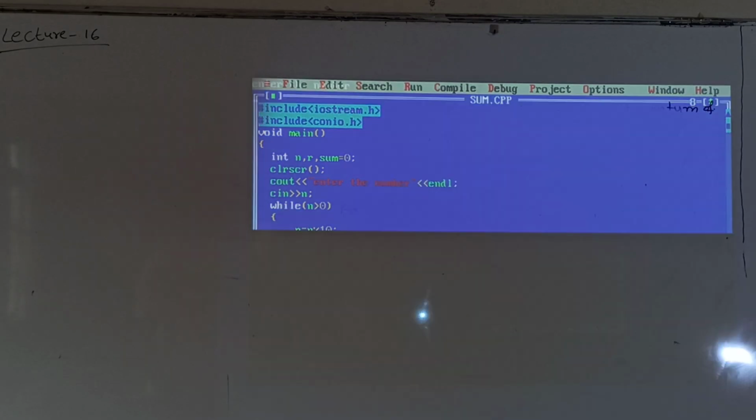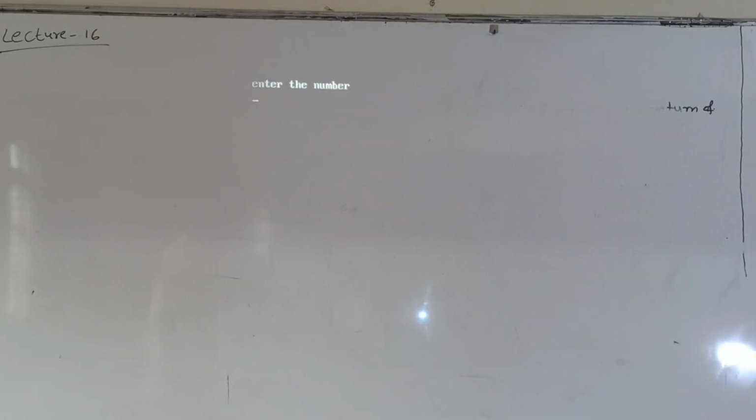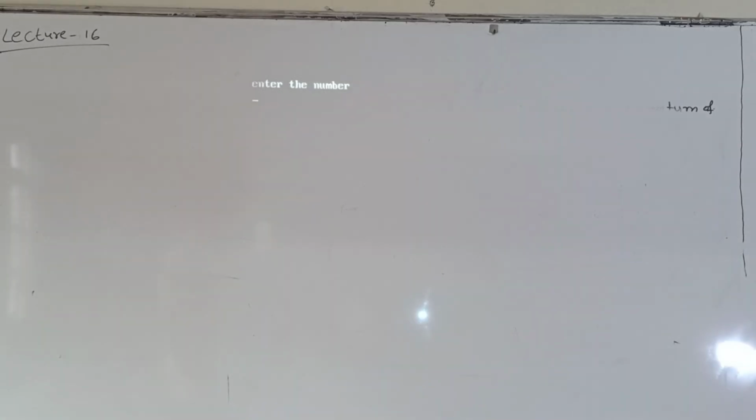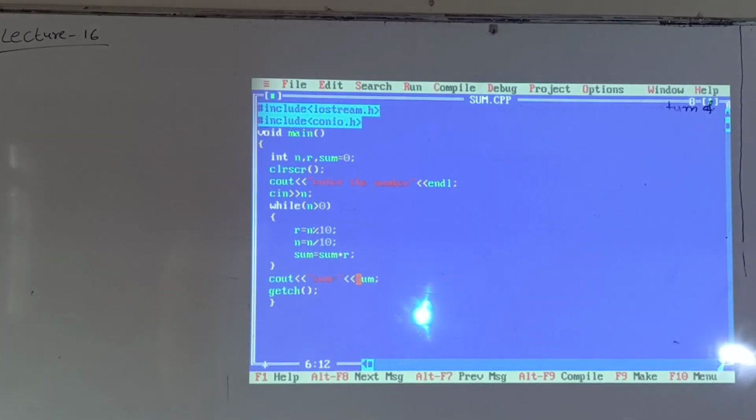Okay, once again I will execute. See here, after adding the CLRSCR, the entire screen becomes clear and it is opened with a new page. Next, 787: 7 plus 7 is 14, 14 plus 8 is 22. It means your written program is 100% correct. Okay.